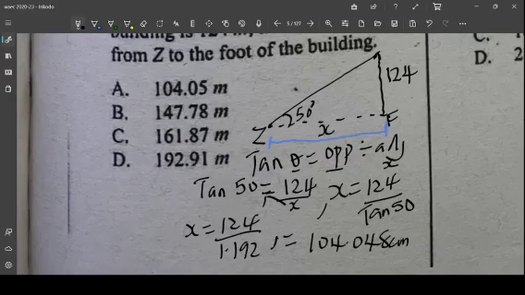104.048 centimeters, which is approximately 104.05 meters, rather, not centimeters. Thank you.